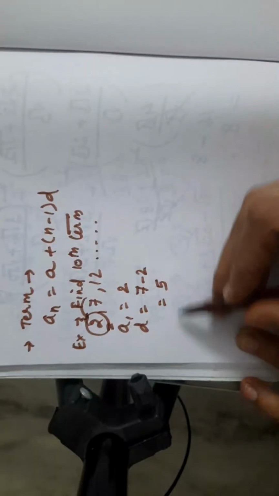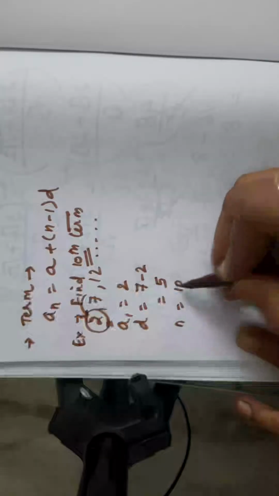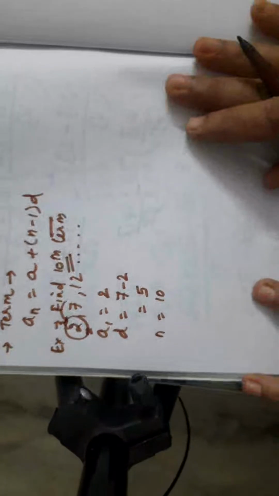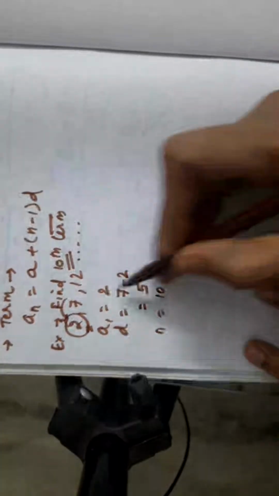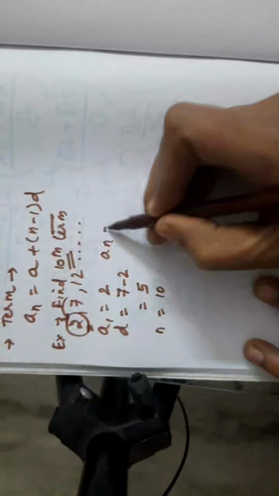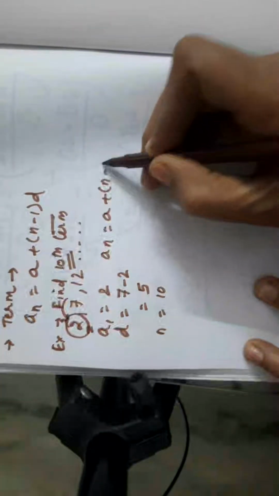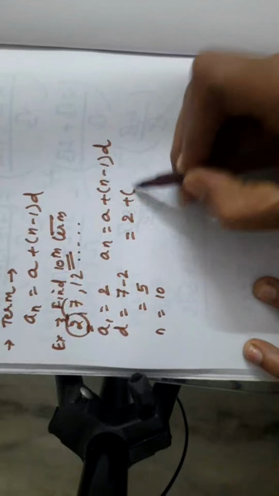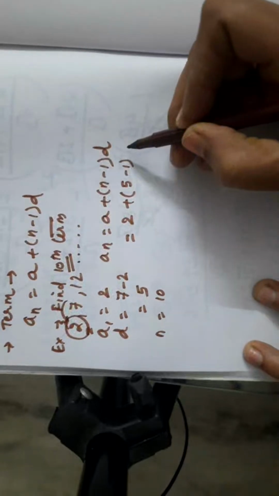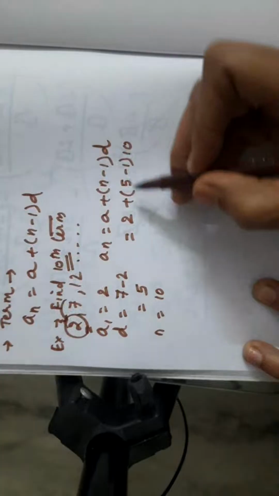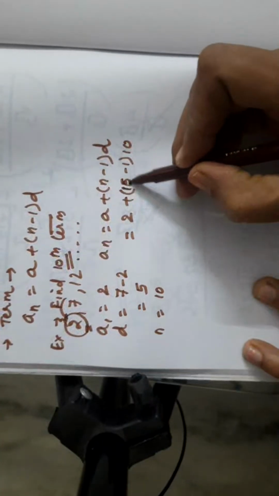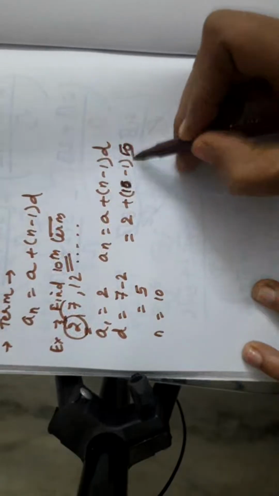Common difference we got. And the 10th term is being asked, so n is 10. Here we got all the things. Now we need to find the 10th term, so simply put all the things in the formula. an = a + (n - 1)d. Here a is 2, d is 5 and n is 10. So replace n by 10 and make d to be 5.